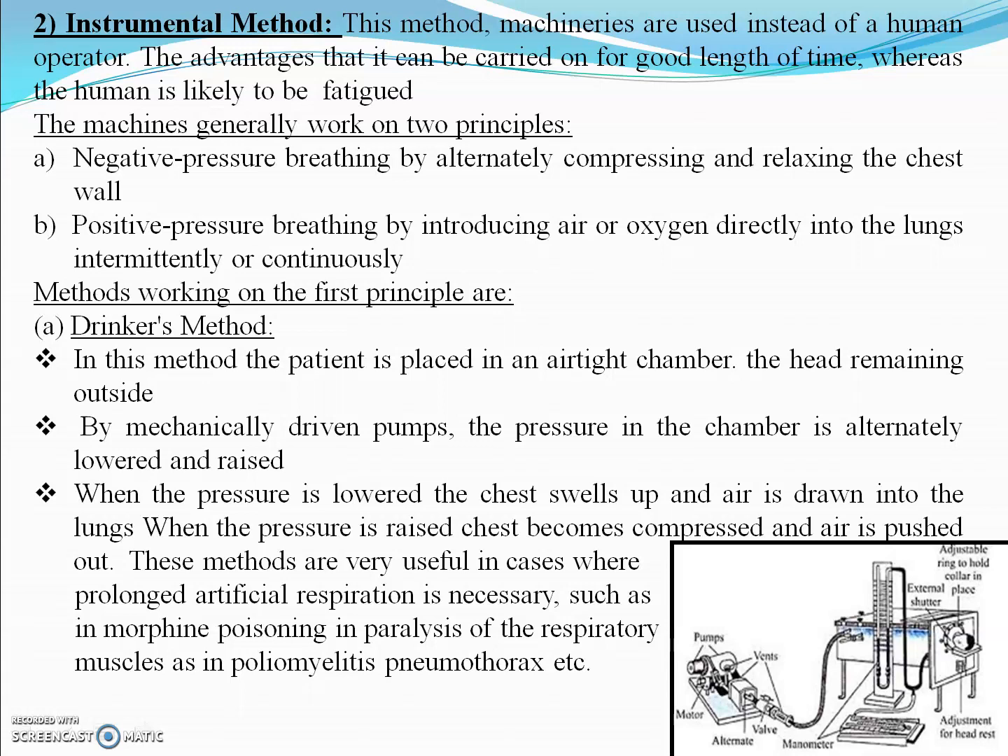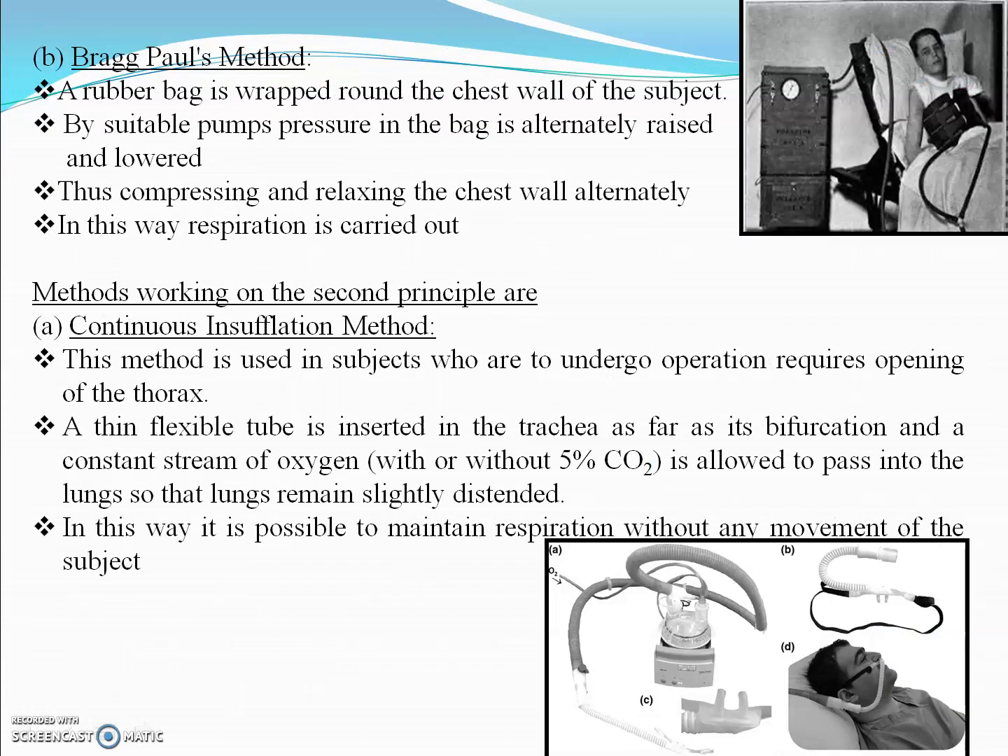This method is very useful in cases where prolonged artificial respiration is necessary, such as morphine poisoning, paralysis of respiratory muscles as in poliomyelitis, and pneumothorax. You can see here the patient is being kept in an airtight chamber, and this is the artificial machine attached to it, so that his chest wall is being given pressure, compressed and released.